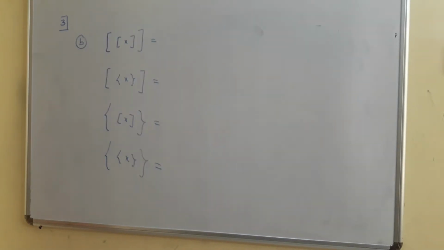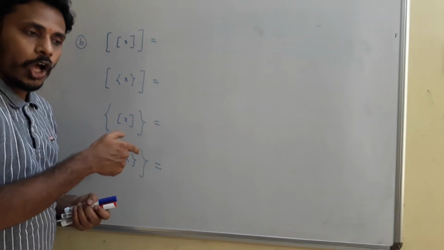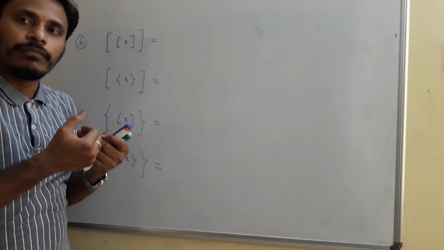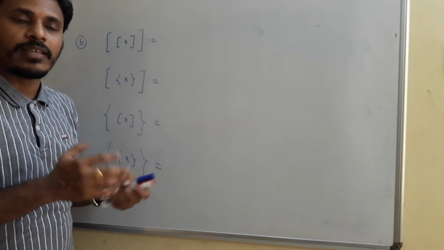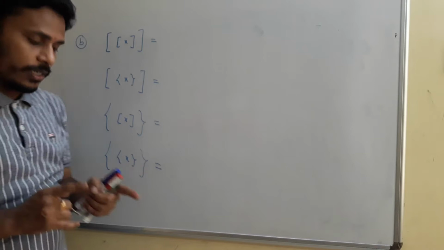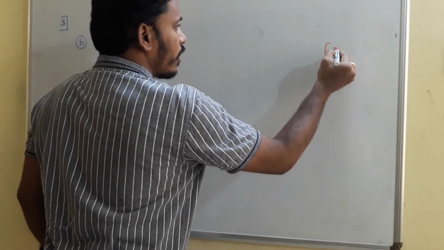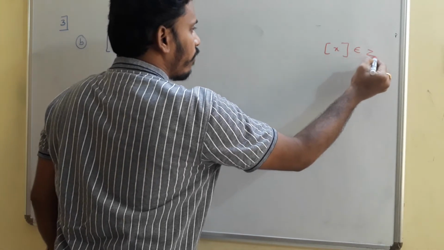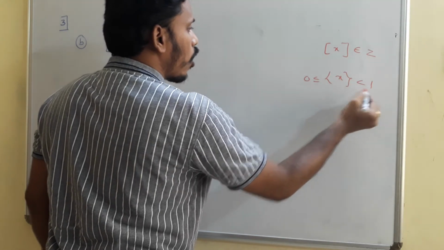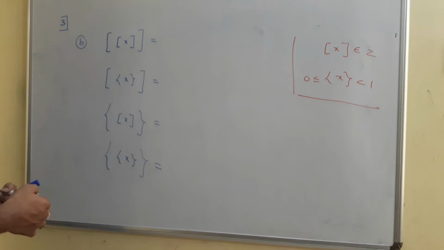So 3b. I just mentioned to you about floor x and the fractional part of x. As per the last discussion, floor x is simply nothing but an integer. Don't bother about x: x may be an integer, x may not be an integer, but the floor x value is always an integer. So as per our discussion, floor x is always an integral value, whereas the fractional part of x is always in between 0 and 1. These are the ideas we have in our hands.